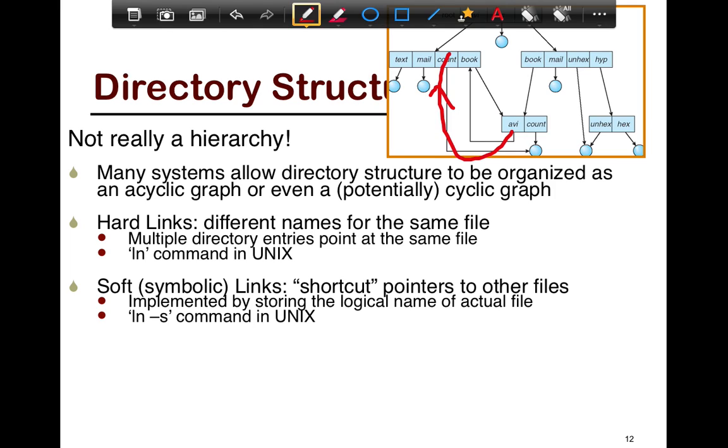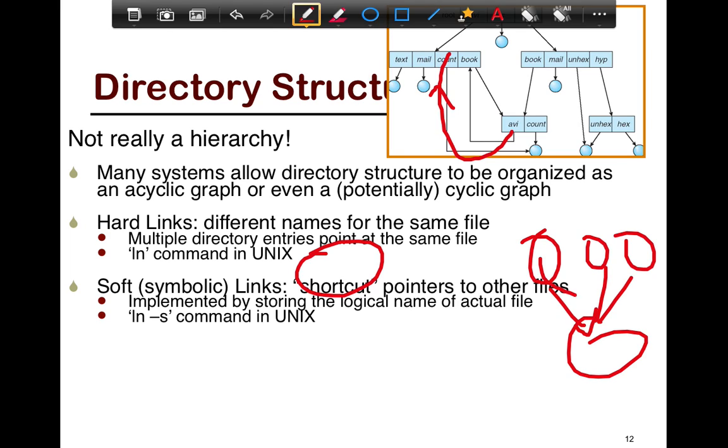Hard links essentially have multiple directory entries pointing at the same file. So if you modify one of the entries, then you modify the file itself. If you delete one of the entries, you delete the file as well. Soft links, on the other hand, behave as shortcuts. So essentially, you could have multiple references pointing to the same file. If one of them modifies, then it modifies the file. But you could delete one of the soft links while leaving the file in place, without touching the other soft links.